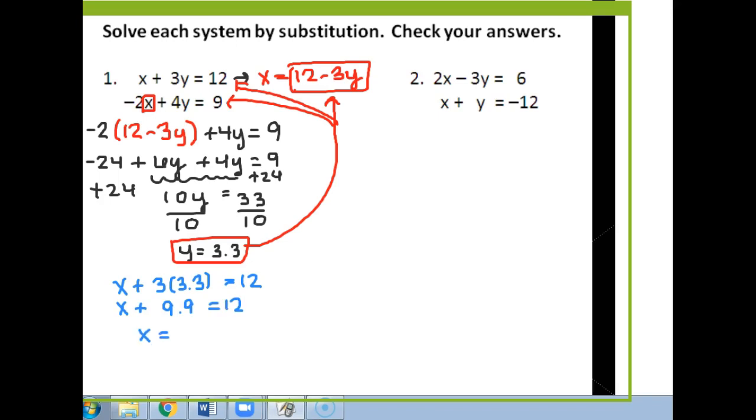So 9.9 subtracted from 12 is 8.1. Or 3.1.